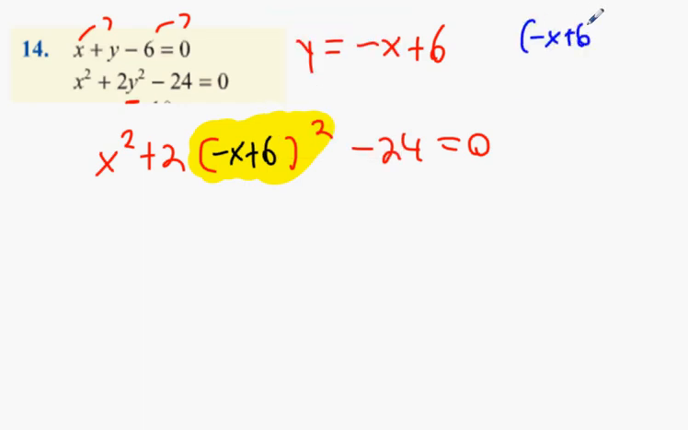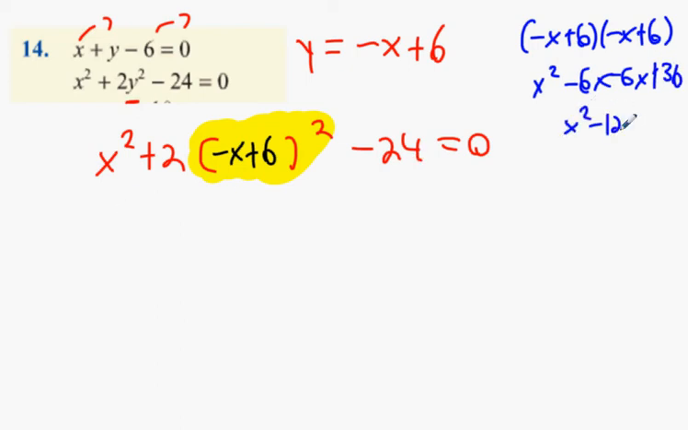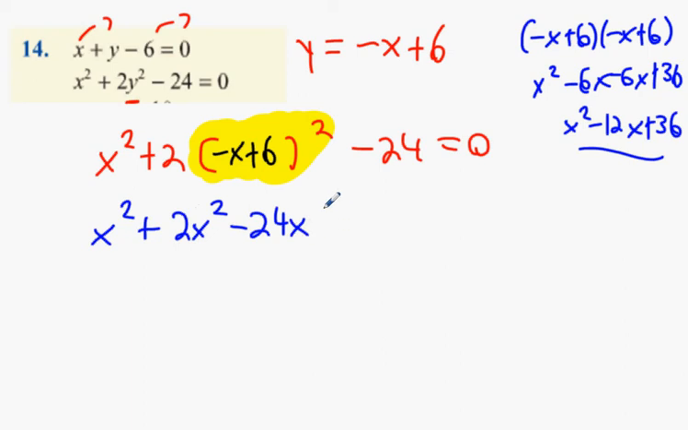Minus x plus 6 times minus x plus 6. I'm going to get x squared minus 6x minus 6x plus 36. And then that's going to be x squared minus 12x plus 36, yeah. Times it by 2. 2 times this. Squared, yeah. Plus 72 minus 24.